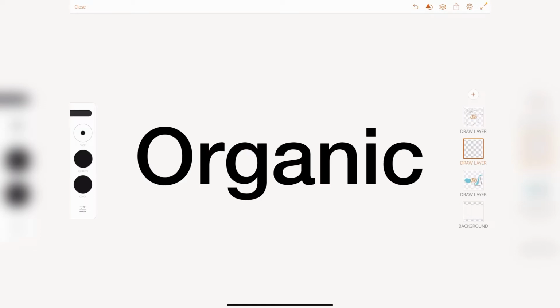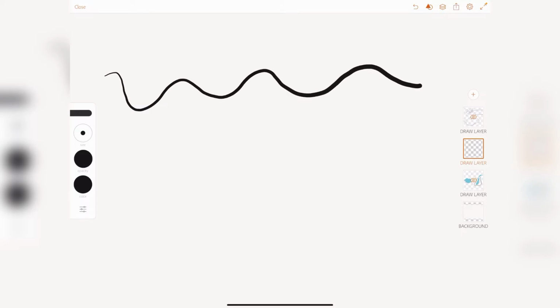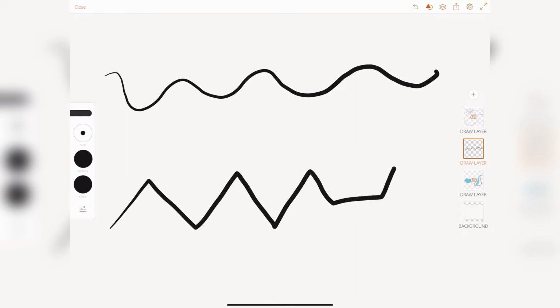Now let's talk about those words organic and geometric. Let's take a look at what they would look like as lines. So organic might go like this. Organic. We also know that's called a smooth line. But if it has straight lines, geometric, we're going to call that a geometric line.